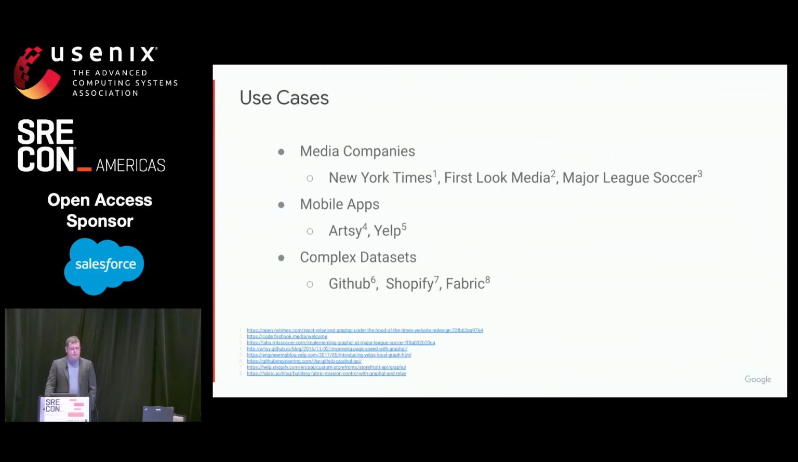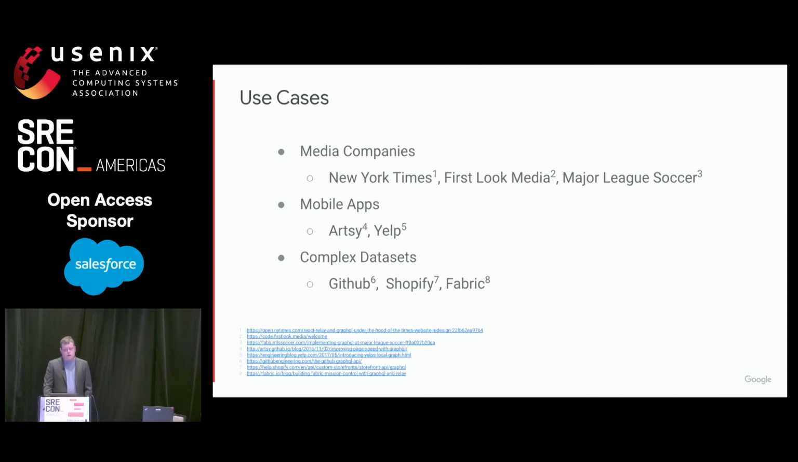Some sort of publicly visible uses for media companies: New York Times, First Look Media, and Major League Soccer all did pretty large migrations to GraphQL and wrote about it. Mobile apps, both Artsy and Yelp, moved to GraphQL and wrote about it pretty publicly, both specifying how they liked the fact that they could decouple their backend developments and the development speeds of their separate apps, so iOS and Android.